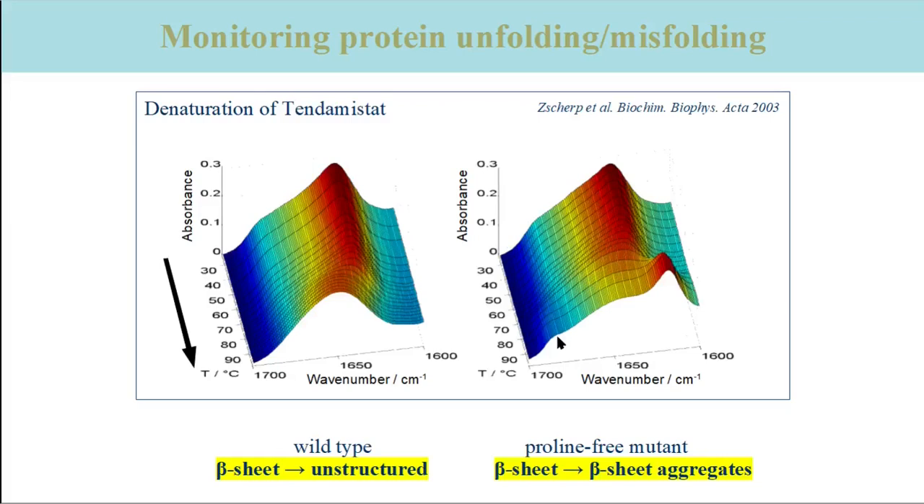Because of the low wave number of the main band, one can conclude that the sheets contain many strands or are very flat or both. This is typical for the intermolecular sheets of protein aggregates. Thus, the replacement of 3 proline residues leads to a dramatic change of the structure of the denatured state at high temperatures. The latter example demonstrates that infrared spectroscopy can be used to monitor the aggregation of proteins.